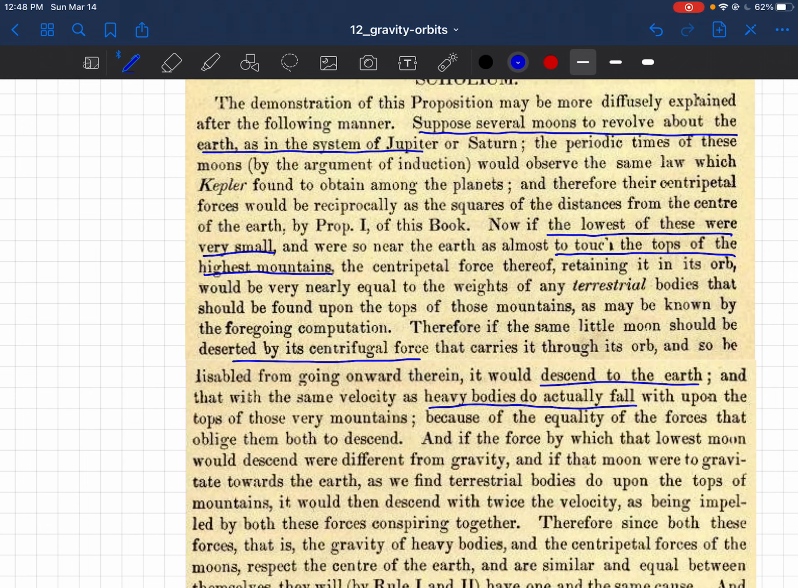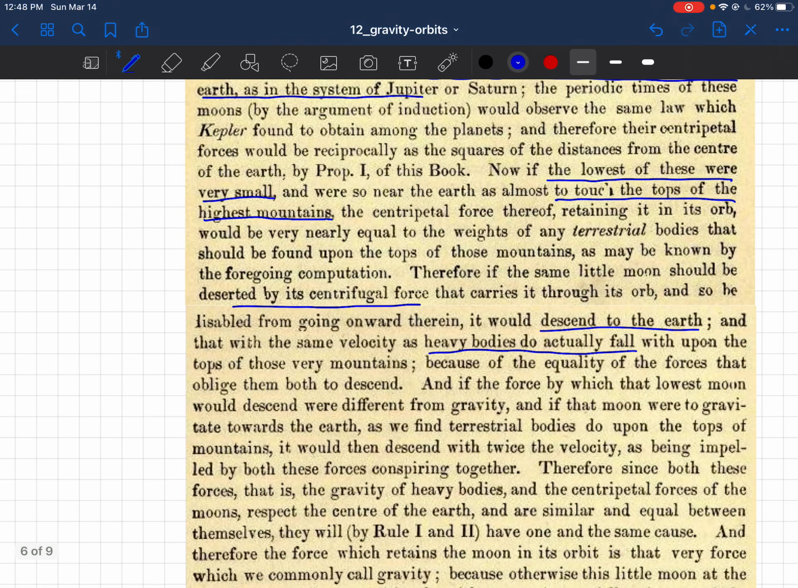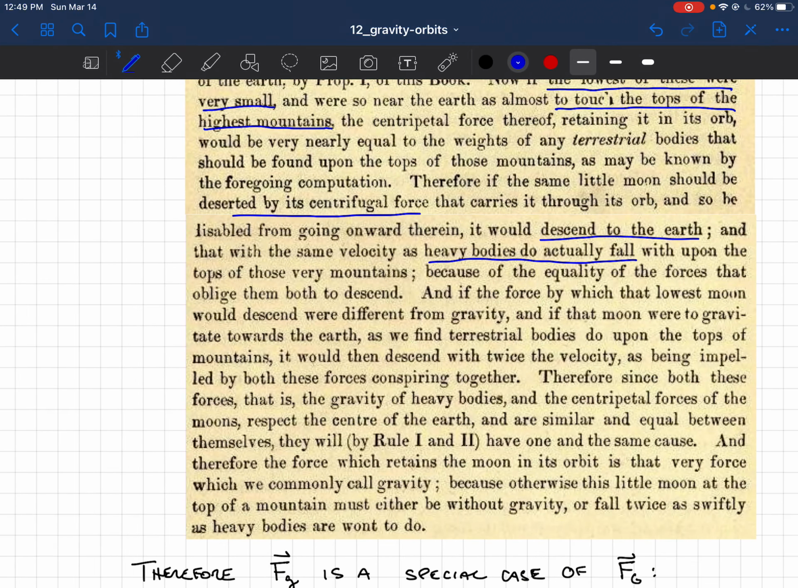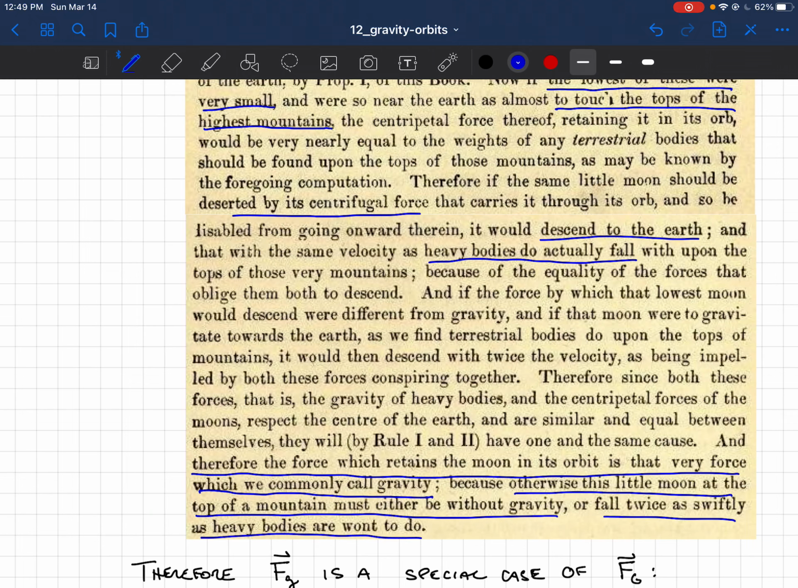So his argument is, if the gravitational force that was holding it in orbit is different from the gravitational force that causes objects to fall, then in fact it would fall with twice the velocity or twice the acceleration of some just falling object on the mountain. And therefore, that's ridiculous. It must be exactly the same thing that causes it to fall as causes it to retain its orbit. So therefore, the force which retains the moon in its orbit is the very force which we commonly call gravity, because otherwise this little moon at the top of the mountain must either be without gravity or fall twice as swiftly as heavy bodies are wont to do.